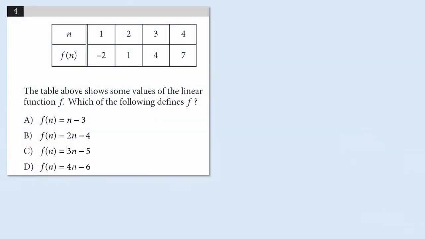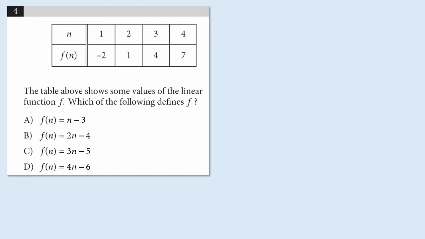This multiple choice problem comes from the College Board. It's from section 4 of the SAT test, which does not allow calculators. And the problem says, the table above shows some values of the linear function f. Which of the following defines f?